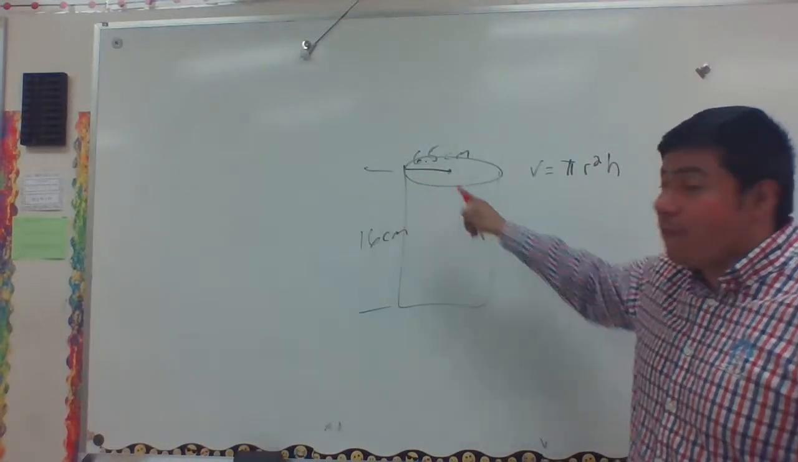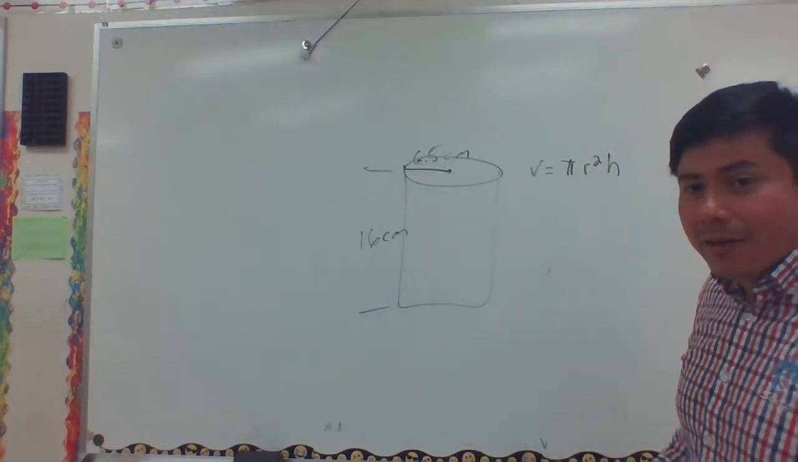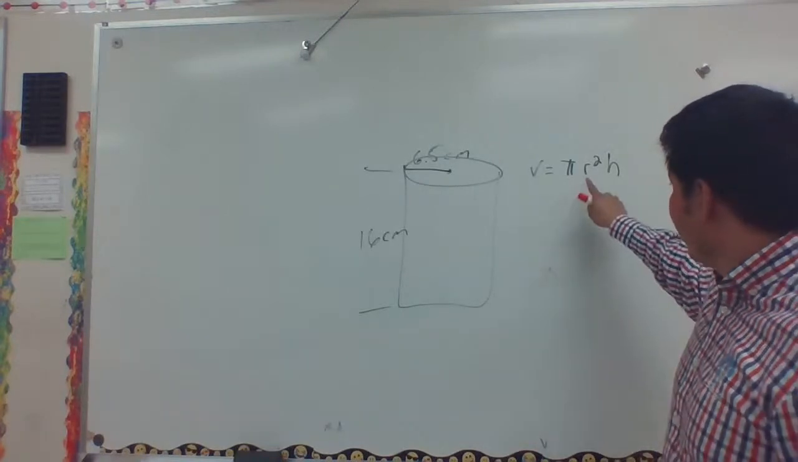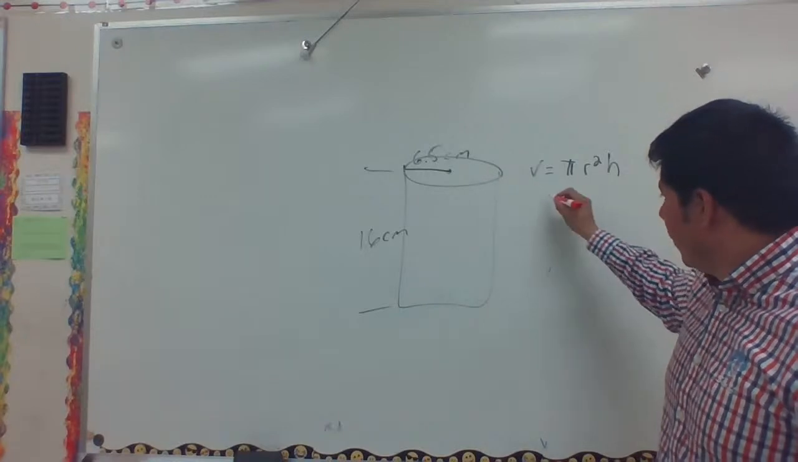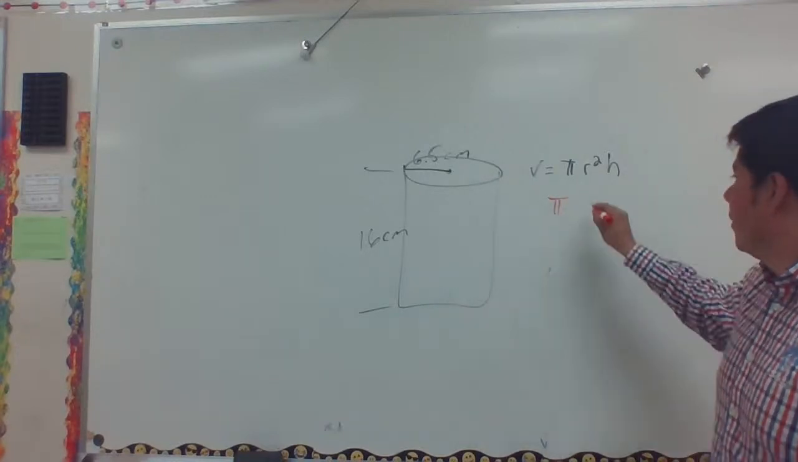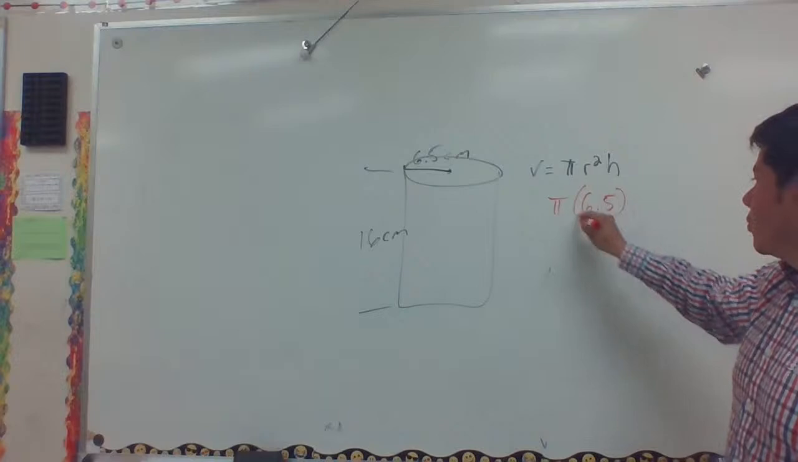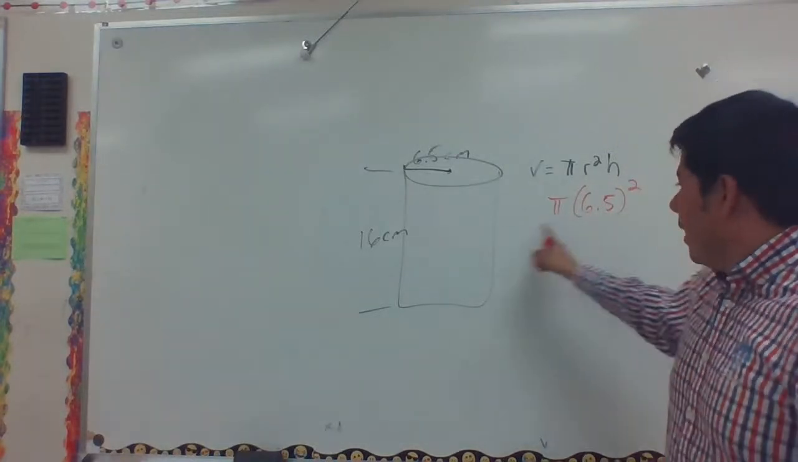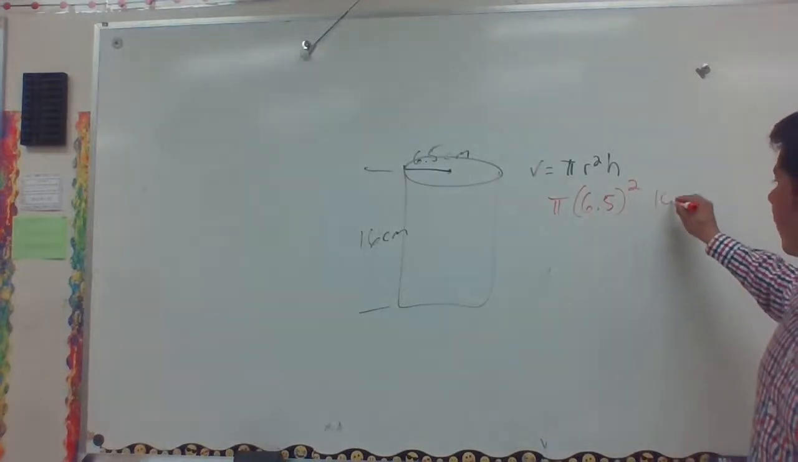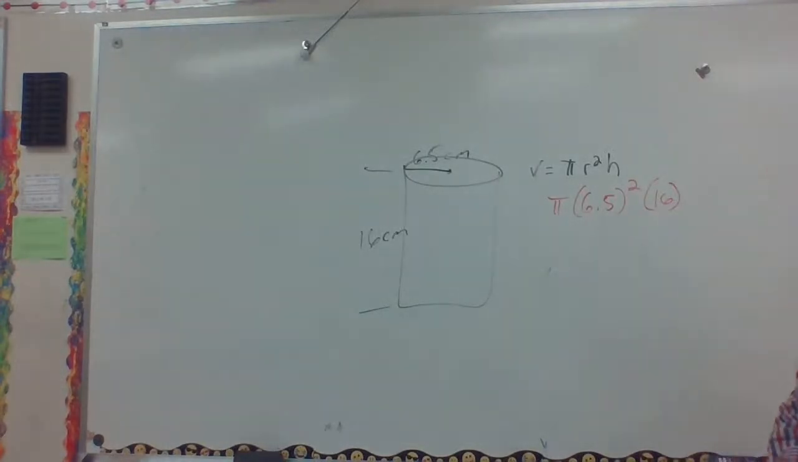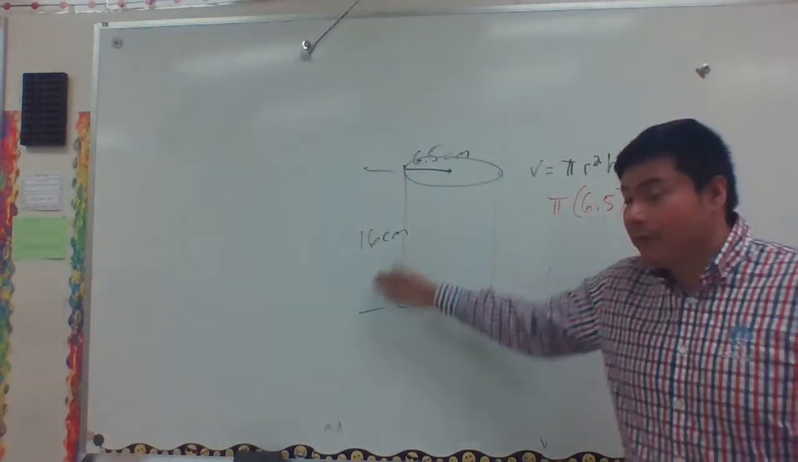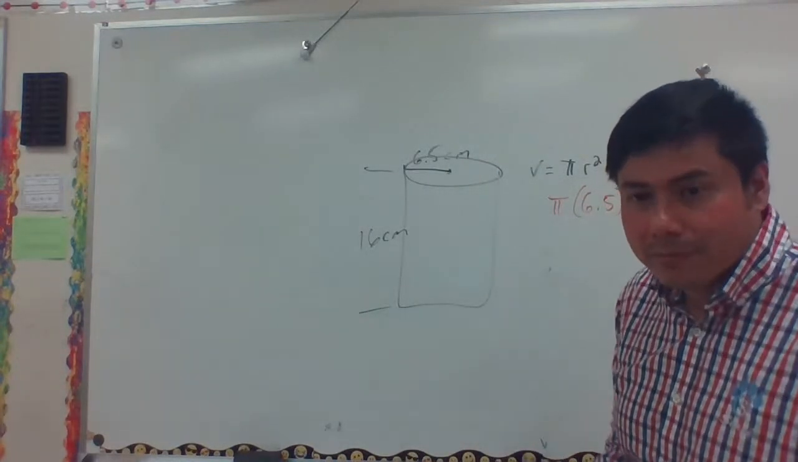All right, we're going to plug this in. So 6.5 was the radius. So we're going to put this right here. I'm going to bring pi here. I'll put 6.5 squared. And I'll put 16 here. Where did I get the 6.5? From the radius. Where did I get the 16? From the height. That's all I did.